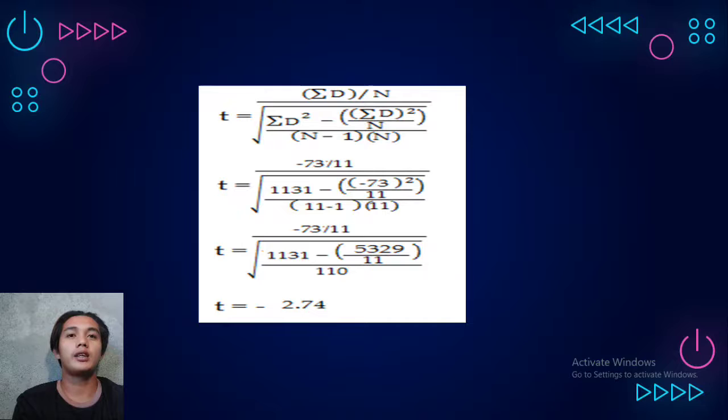So, pag kinompute natin siya, all in all ang kalalabasan nyo is negative 2.74. So, ang computed T value natin is 2.74. Tandaan nyo yan, negative 2.74.